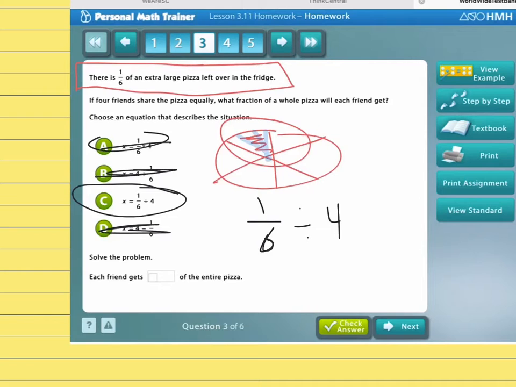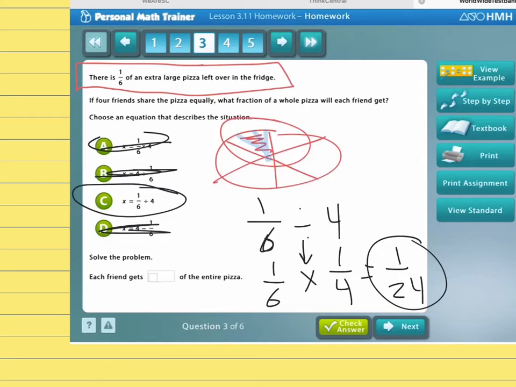1/6 divided by 4. Let's do keep, change, flip. So we keep the 1/6 because that's your dividend. You change the sign to the inverse operation, which is multiplication, and you flip the divisor into the reciprocal. So you end up with 1/24 of the entire pizza each person gets.